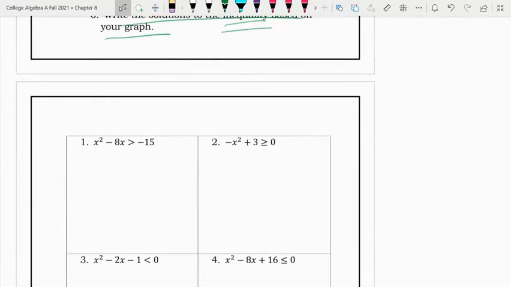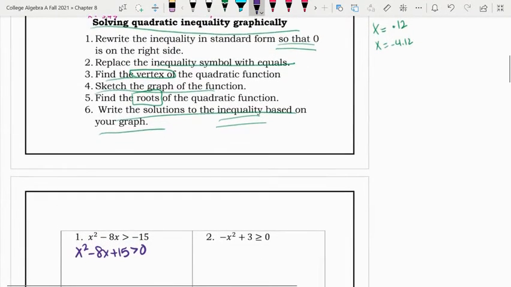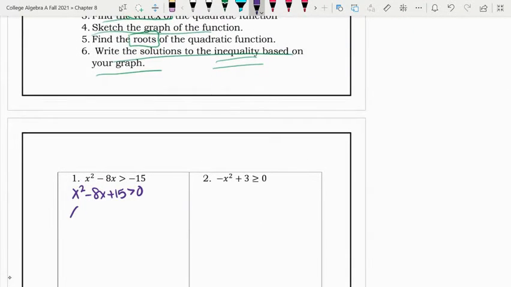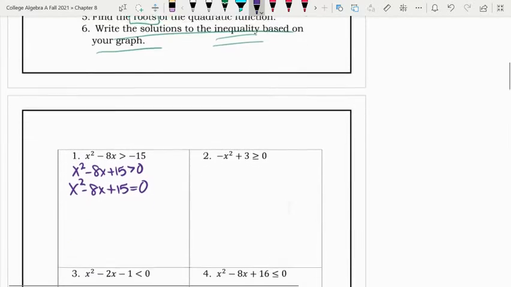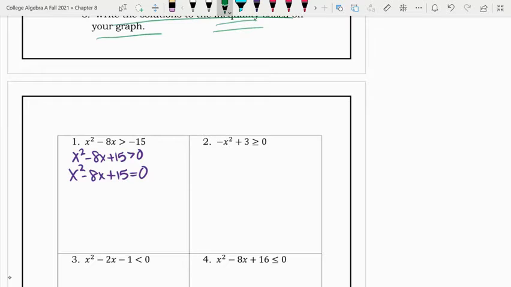All right, so step 1, set it equal, or move it over to one side. So I get x squared minus 8x plus 15 is greater than 0. Step 1 done. Replace the inequality symbol with equals. So x squared minus 8x plus 15 equals 0. So next step says find the vertex. So vertex is x equals negative b over 2a. So 8 over 2, which gives me 4 for the x.